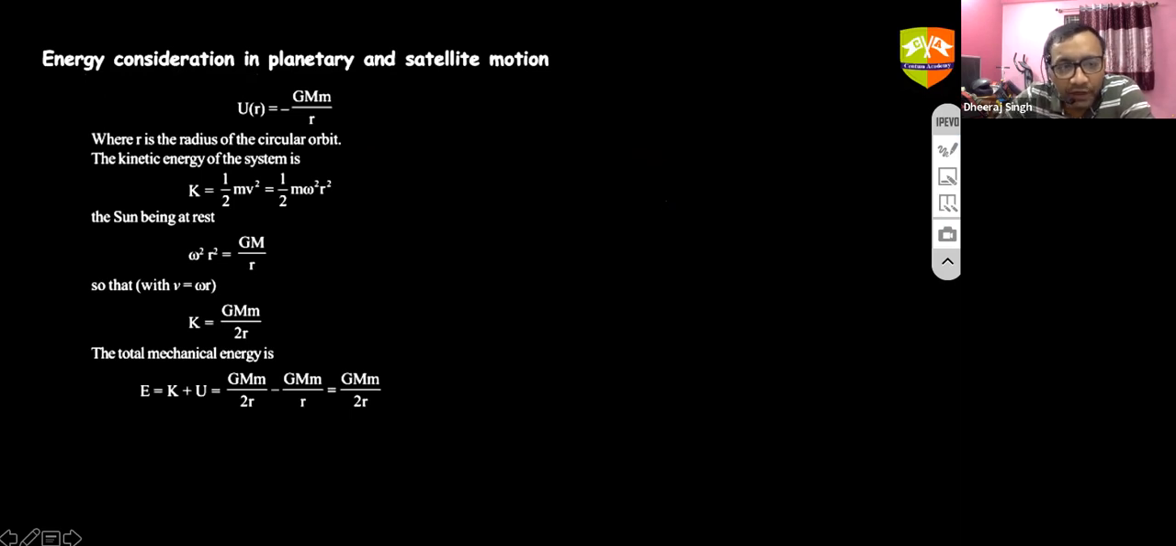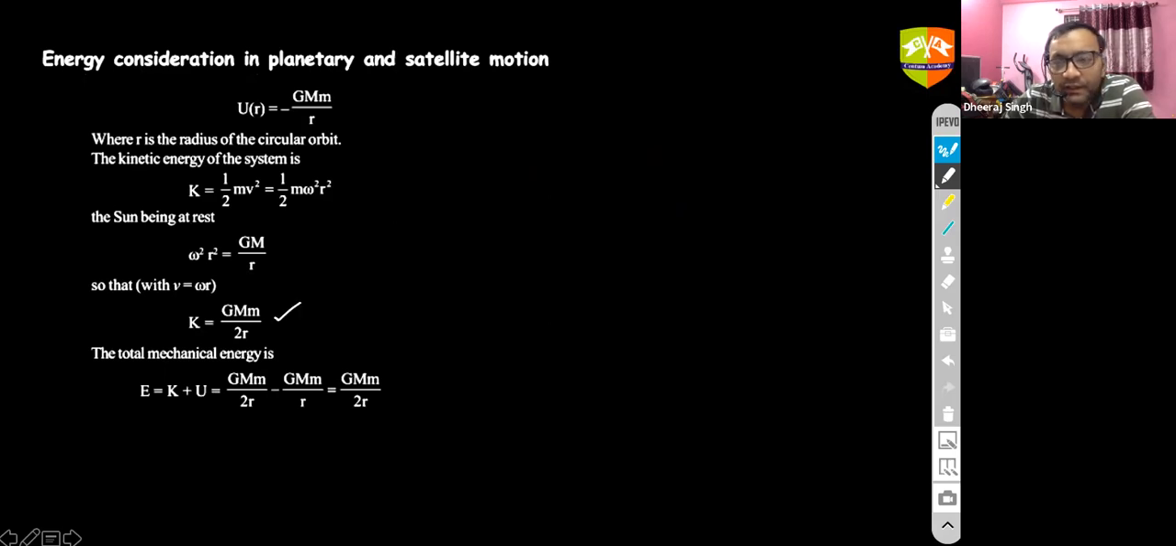This is what I was writing here. Kinetic energy is this, and total energy is this. Have you seen this in modern physics? When an electron revolves around the nucleus, something similar happens. Have you seen it? Right? Very similar to that.